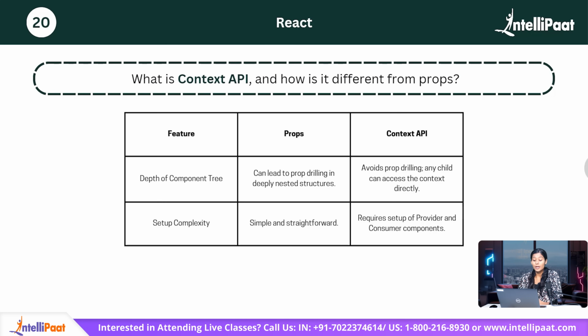Depth of component tree. Props can lead to prop drilling in deeply nested structures, whereas in case of context API, it can avoid prop drilling completely. Any child can access the context directly. Setup complexity. Props is simple and straightforward, whereas context API requires setup of providers and consumer components. Context API does take a little bit of time to set up, but once you get the hang of it, context API can save you a lot of time and keep your code modular and very, very neat.